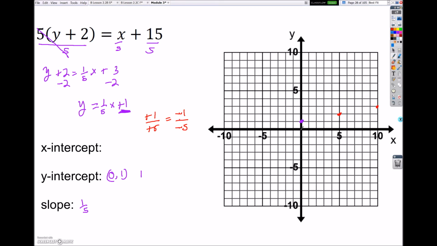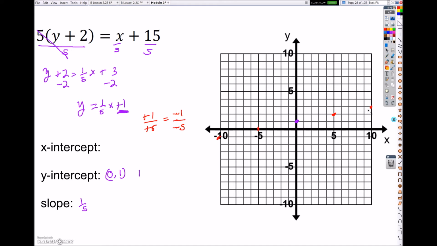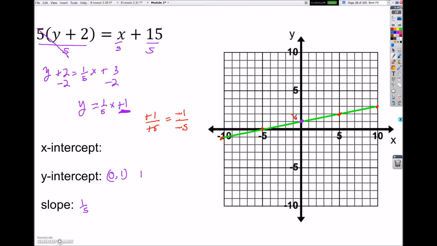So if I go down 1 to the left 5, down 1 to the left 5, you can see that those points will still make a straight line. For whatever reason, if you graph these points and it doesn't make a straight line, that means we made a mistake somewhere and you're going to have to double check where it is. So I can draw my straight line connecting those points, and you can easily see my y-intercept, and you can now see my x-intercept, which the point here is 5, 0. So for my x-intercept, it is 5, 0.